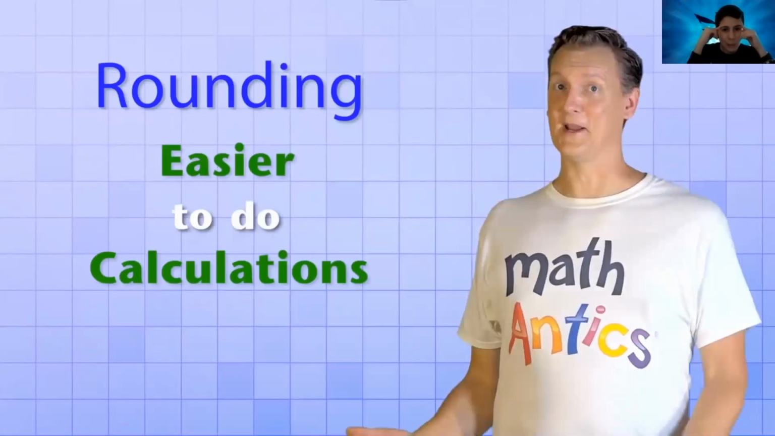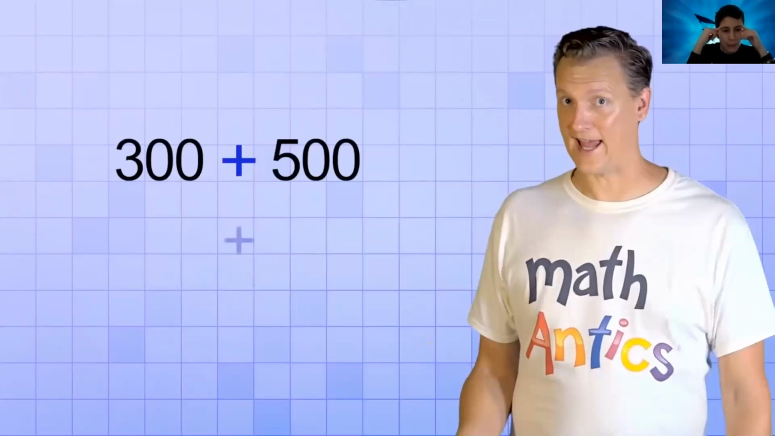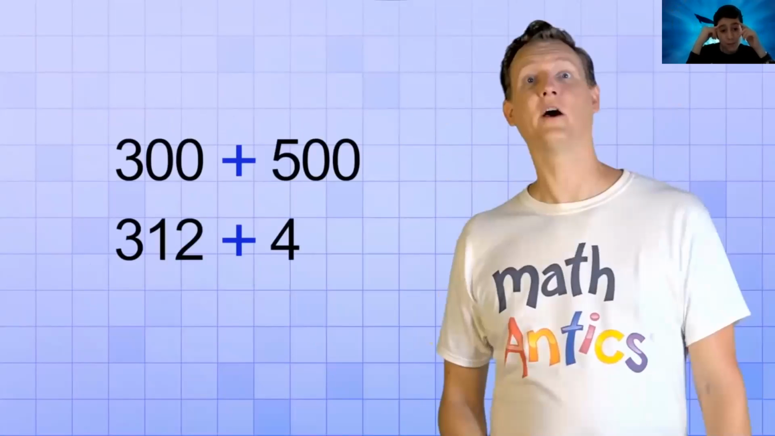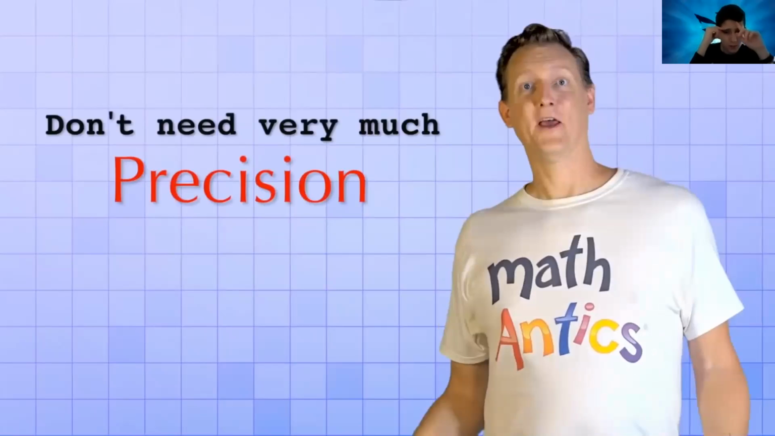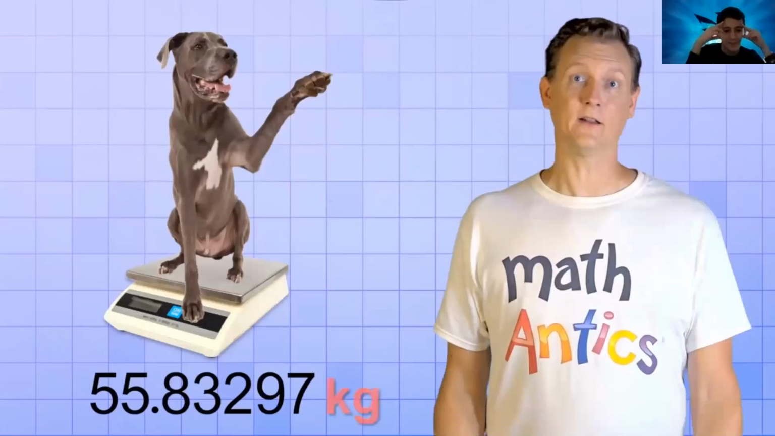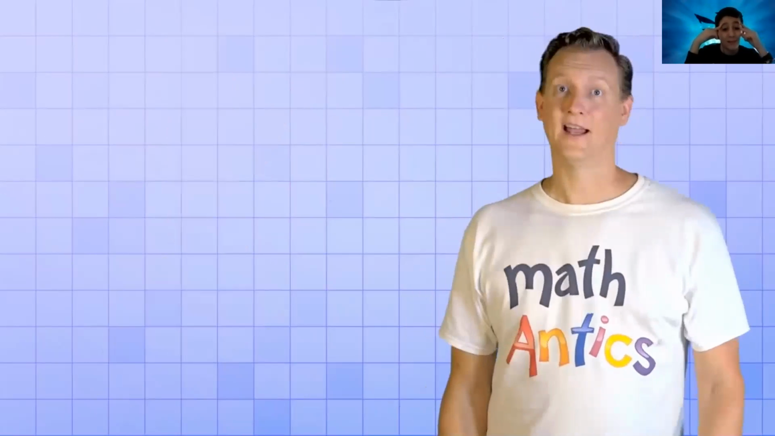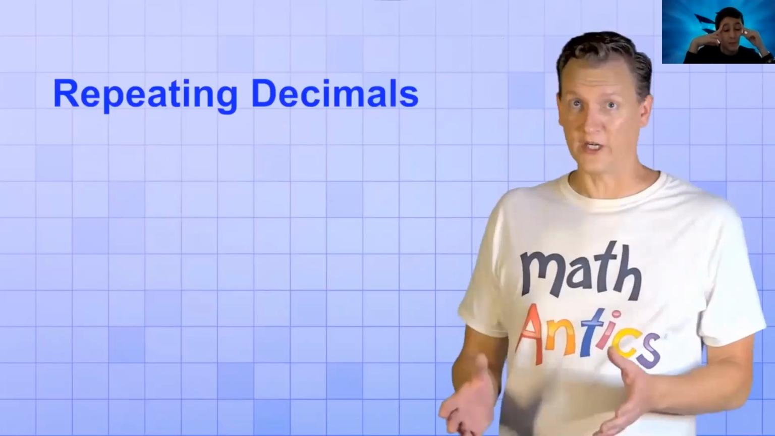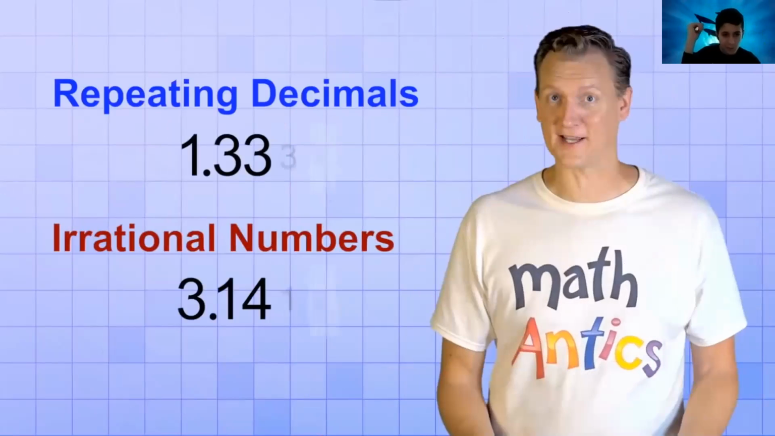Like, it would be a lot easier to quickly add 300 and 500 than it would be to add 312 and 498. Or sometimes you just don't need very much precision. Like, you might not need to know that your dog weighs 55.83297 kilograms. 55.8 kilograms might be precise enough. And some numbers, like repeating decimals or irrational numbers, have to be rounded off, because we can't just keep writing decimal digits forever.